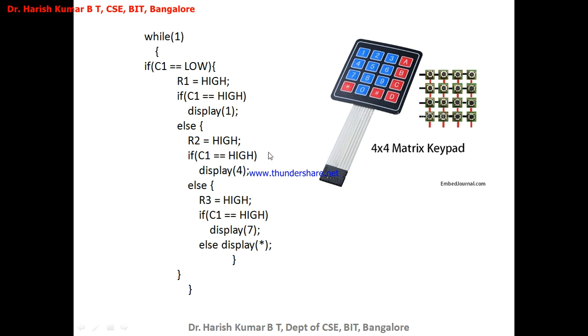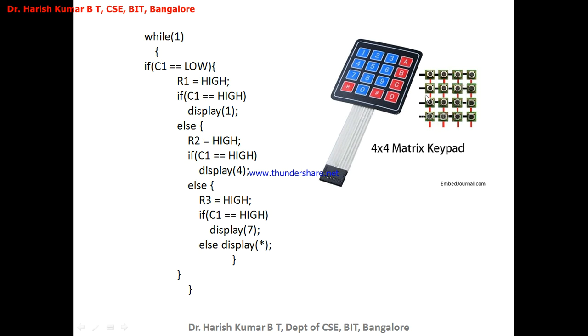Next I'll make R2 as I. So this is made as high. Now when I make this as I, this C1 which was low will change to I. I'm checking here: if C1 is equal to I, then display what? 4. What is the key value? 4. Display 4. Print 4. So this is it.